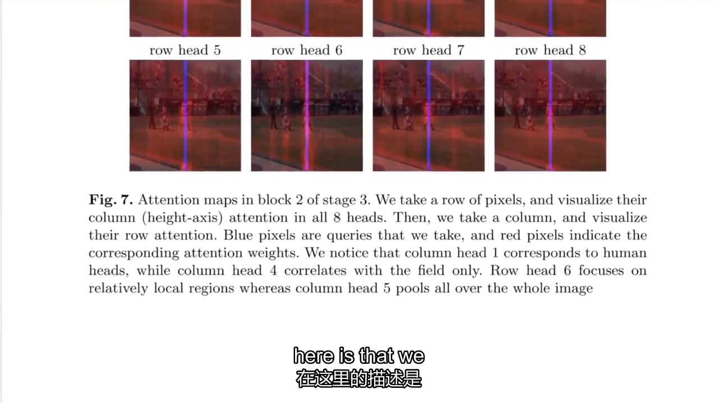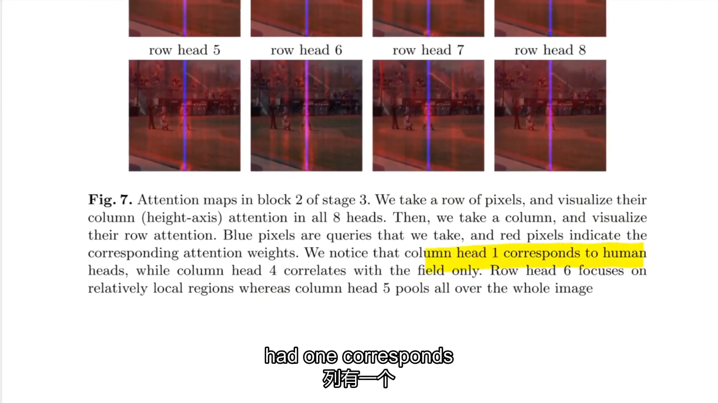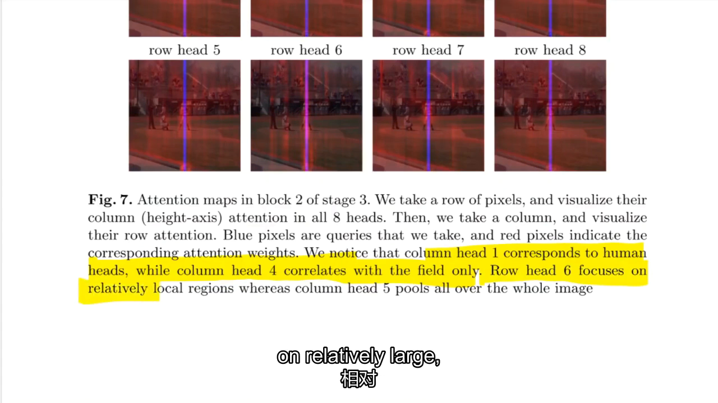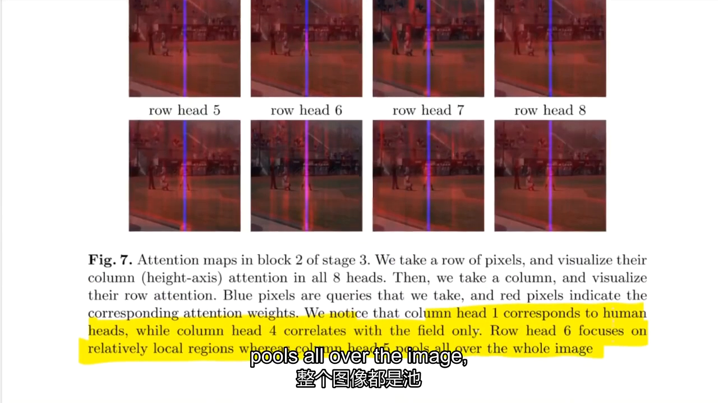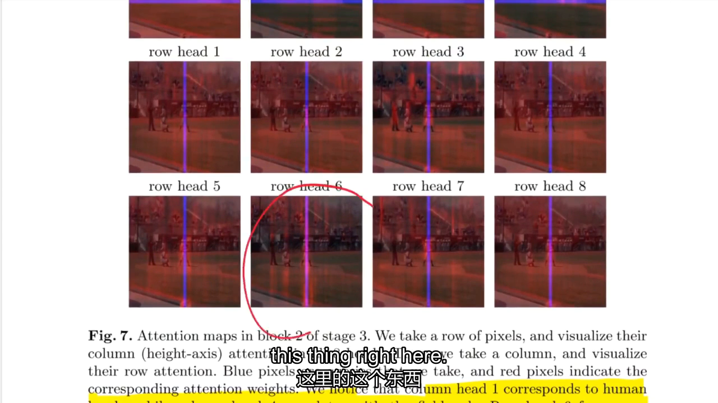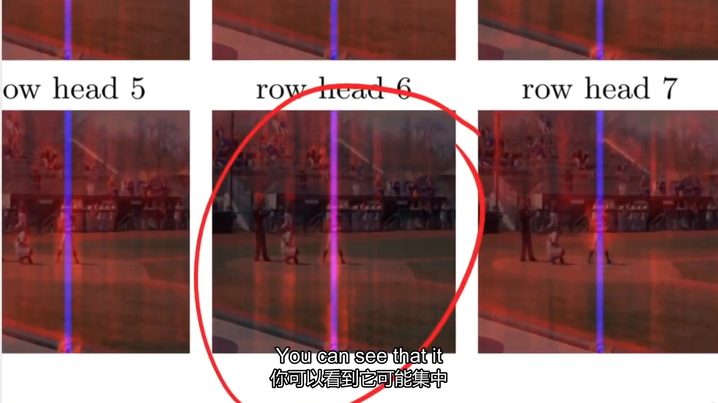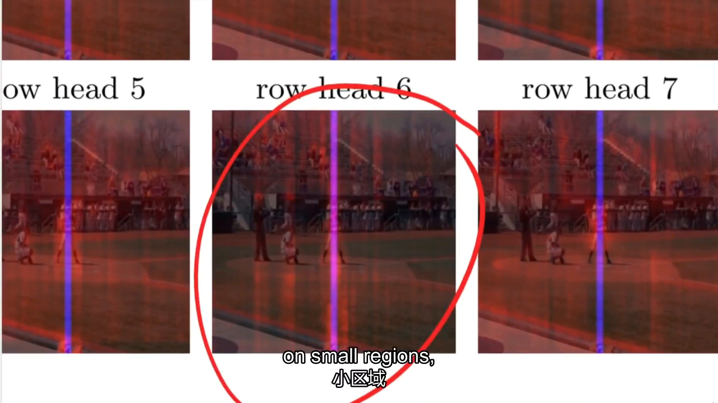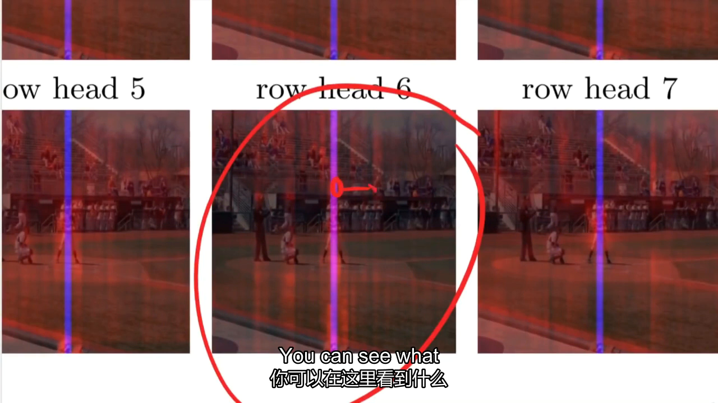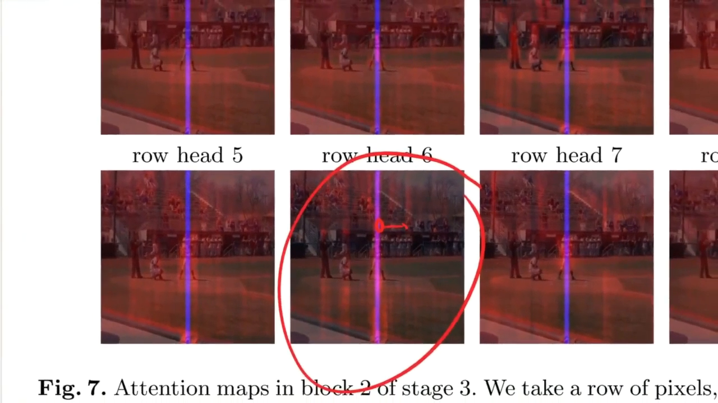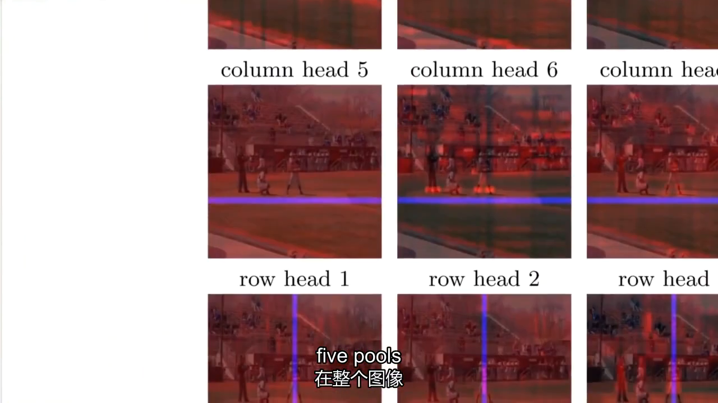Now their description here is that we notice that column head 1 corresponds to human heads, while column head 4 correlates with the field only, which you can interpret as this. This seemed pretty clear. But then they say something like row head 6 focuses on relatively local regions, where column head 5 pools all over the image. So row head 6, which is this thing right here, you can see that, okay, it maybe focuses on small regions, though you can see, okay, like here that's a person, but in other places, I don't know, where column head 5 pools over the whole image.